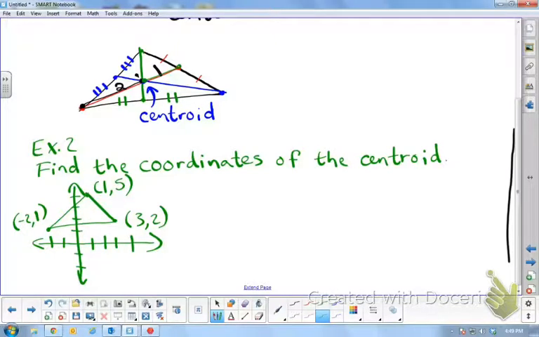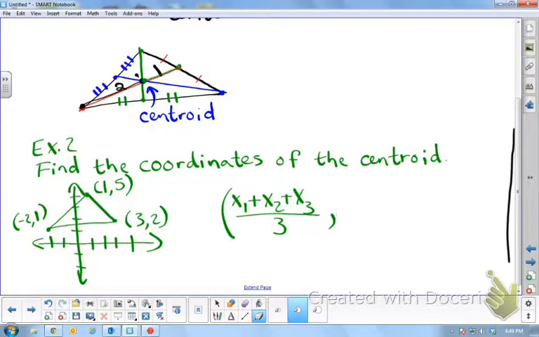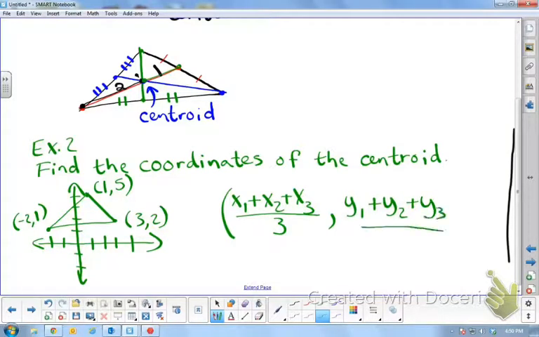Finding the coordinate of the centroid is very similar to finding the coordinate of the circumcenter. Except instead of being the average of the 2 ends of the hypotenuse, it's the average of all 3 vertices. So if we're going to average all 3 vertices, we're going to have to add all 3 x values. And since we added 3 things together, we divide by 3. Then we add all 3 y values together, divide by 3. That will give me the coordinate of the centroid.